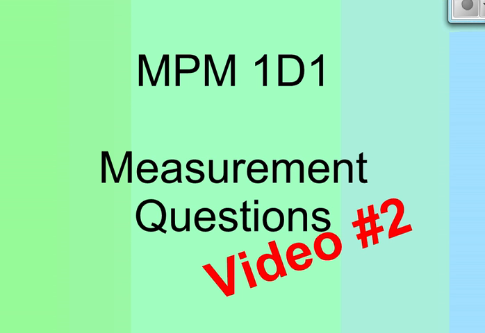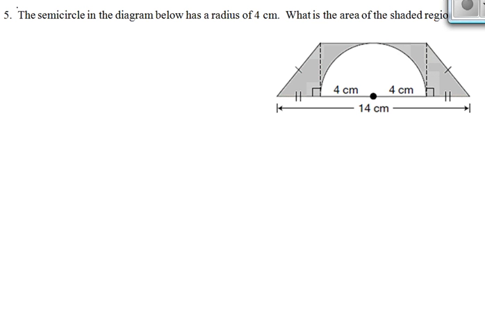This is video number 2 of a video for 9 academic students who wanted some more help with the measurement question homework from a few days ago. When we last were in video number 1, we had finished up to question number 4, so here's question number 5. It says that the semicircle in the diagram below has a radius of 4 centimeters. What is the area of the shaded region?